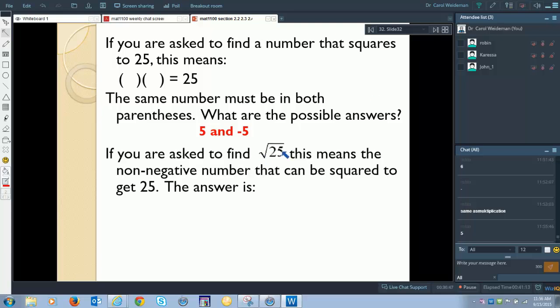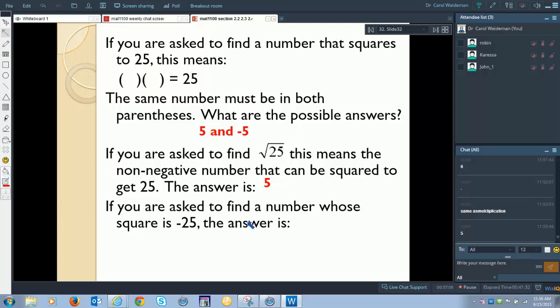So if you're asked to find the square root of 25, this symbol means the non-negative answer. So the non-negative answer is just the 5. When you see this, we call this a radical sign, a square root sign. If it's written like that, it means give me the positive square root.